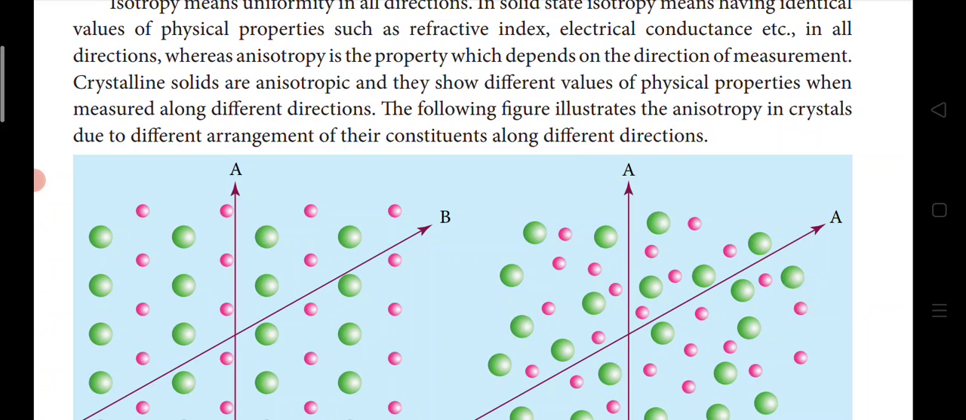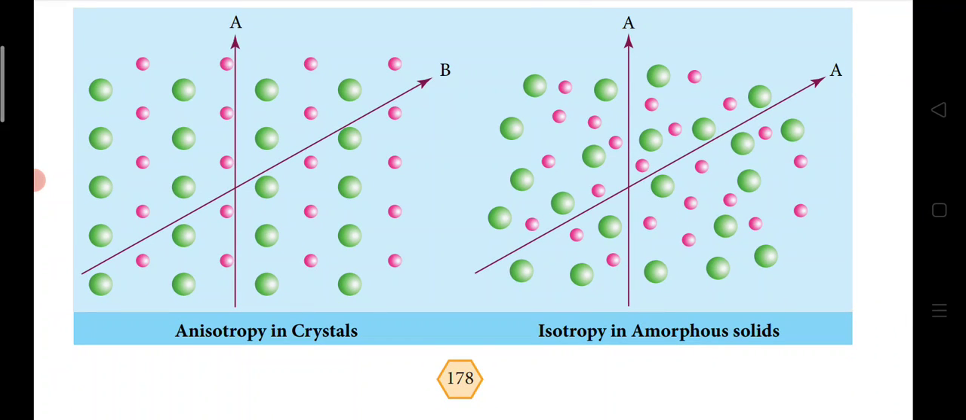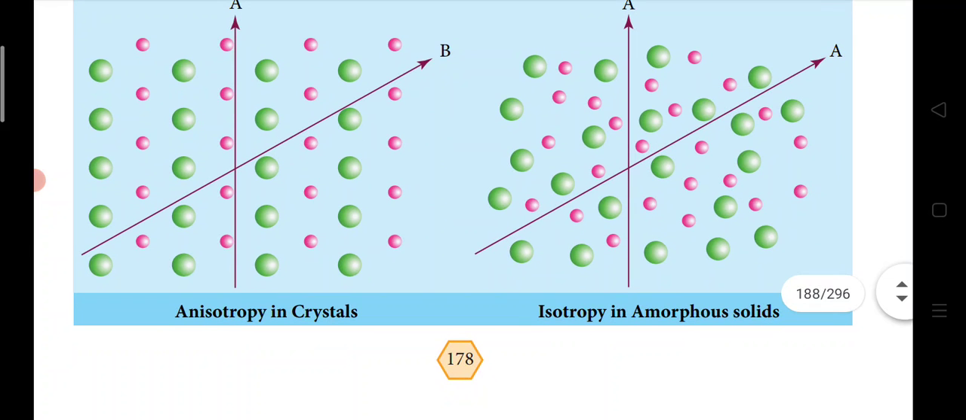Whereas anisotropy is a property which depends upon the direction of measurement. That is, they will not show the same answer in whatever direction. Crystalline solids are anisotropic, and they show different values of physical properties when measured along different directions. So crystalline solids are anisotropic because they show different values when measured along different directions. The following figure illustrates anisotropy in crystals: they show different answers in different directions. In isotropy, they show the same answer everywhere.